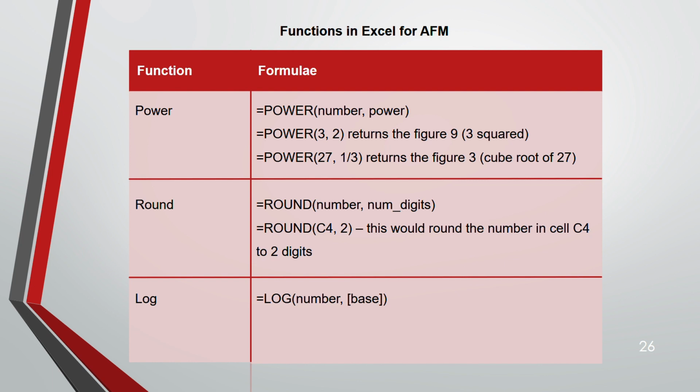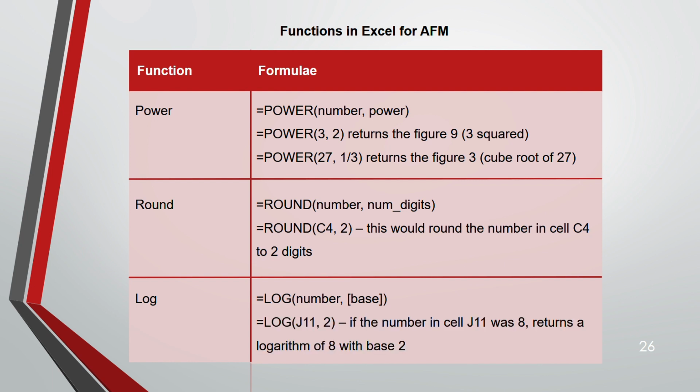So log, number and the base. First number, then base. Number could be from a cell. Base you have to select, 2 or 3 or 4, whatever. Mostly it's 2. So if the number in J11 is 8, base is 2. That means it's a logarithm of 8 with a base 2. The answer would be 3 only.